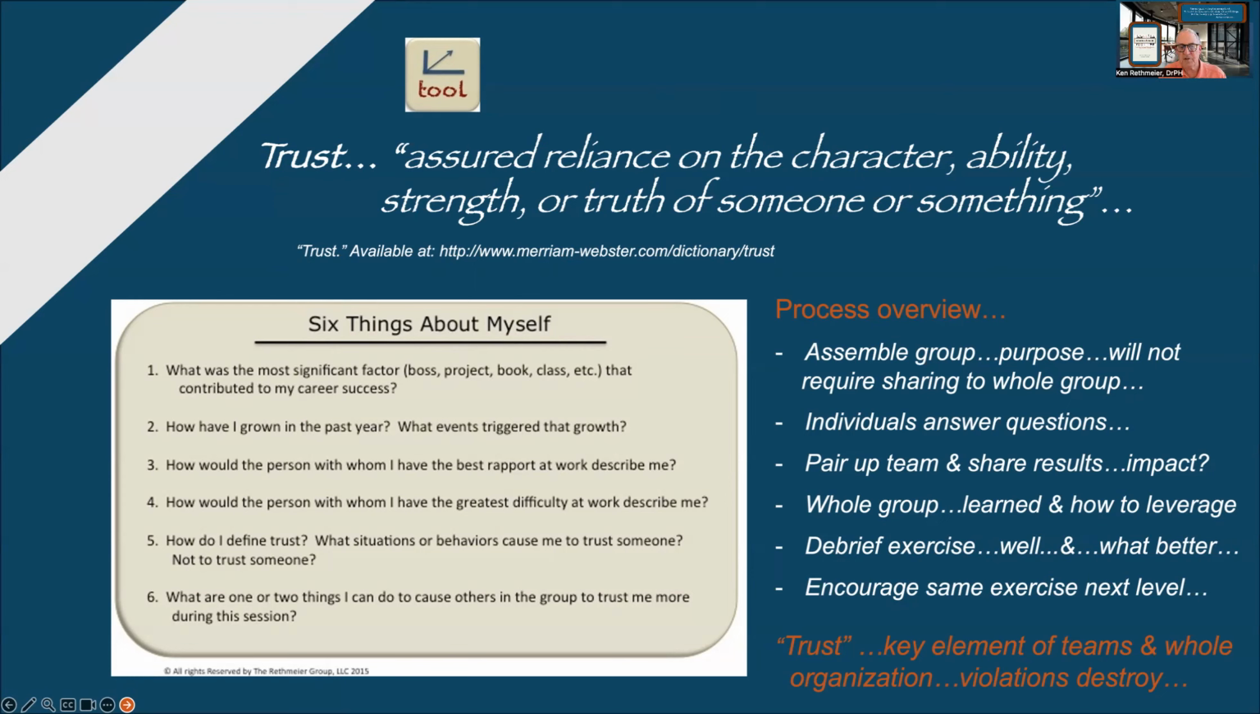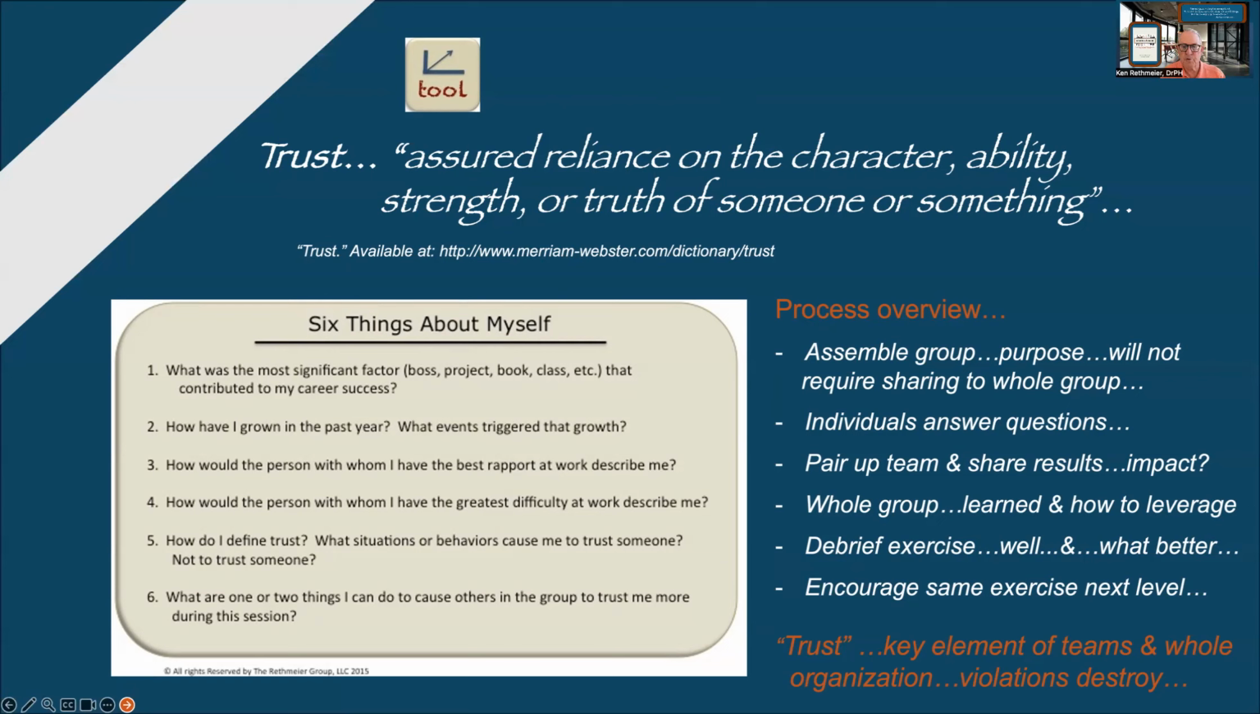And then it gets down to the crux of the matter, and that's the issue of trust. How do you define it? How do you know when someone's being trustful? And how do you know when you're trusting and sending out positive signals? And then the last one is the tough one. What can I do to help others trust me more? And it's a very good, interesting tool.